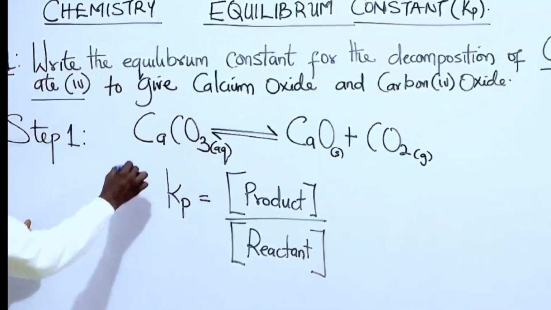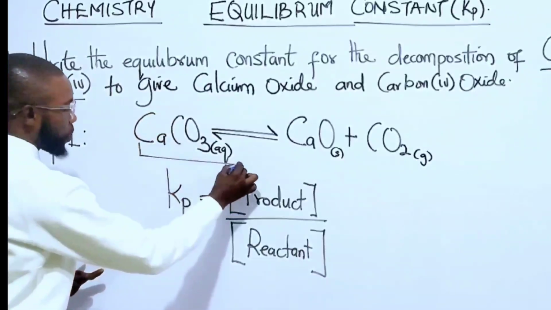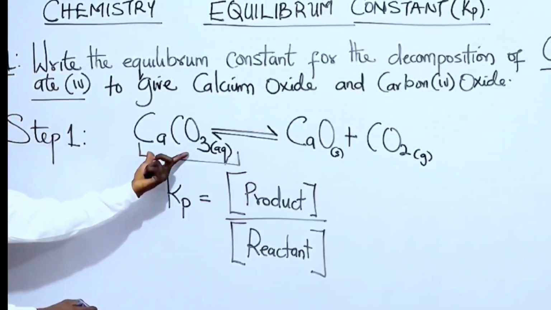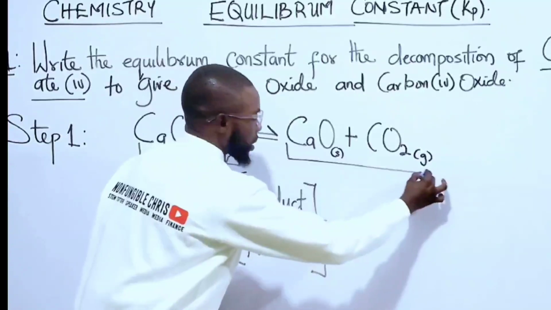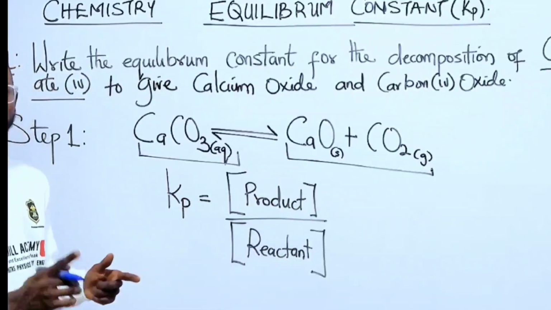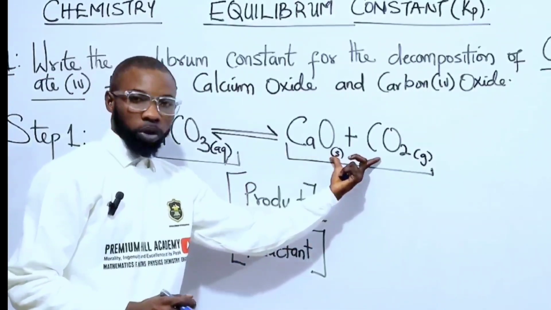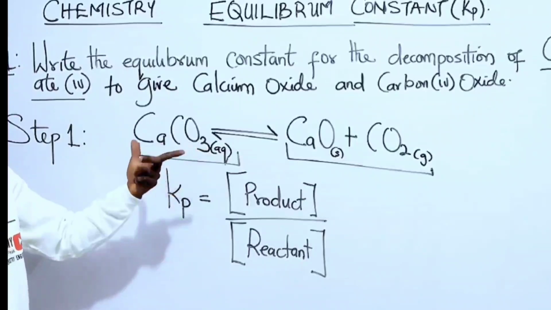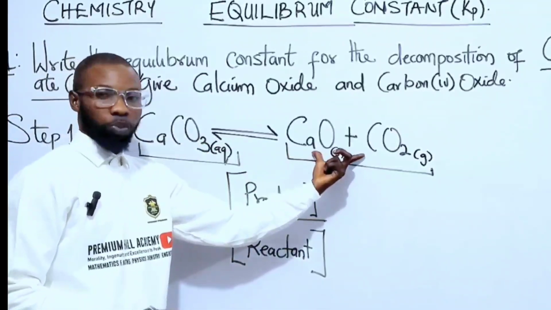And in this case, this is our product. This part is our reactant, sorry. This part is our reactant, and this part is our product, right? So we take the concentration of the product to the concentration of the reactant. So if you watch in this part, we have two products, right?